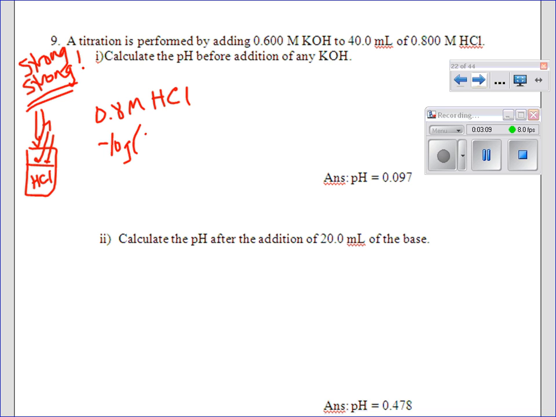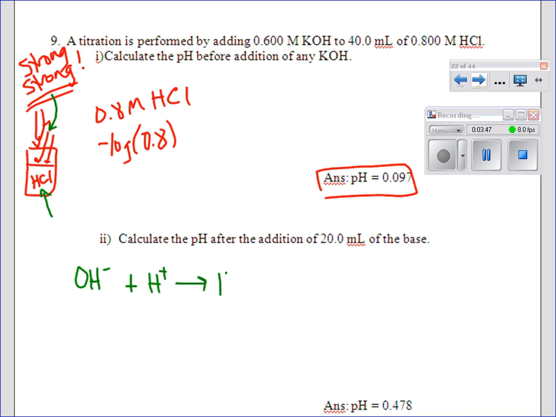Negative log of 0.8. And I do have some of the answers written down, but I always want you to verify that you're getting the right answer. And that looks good to me. Right? So it's a really, really low pH. Now it says, after the addition of 20 mL of the base. So what you're doing is you're neutralizing that H plus that's in this beaker with OH minus as the titrant. So what does that make? Oh, that OH minus, yeah, that exists. Okay, and so what does that make? Water. So we're just going to do a stoich table and take moles of each.